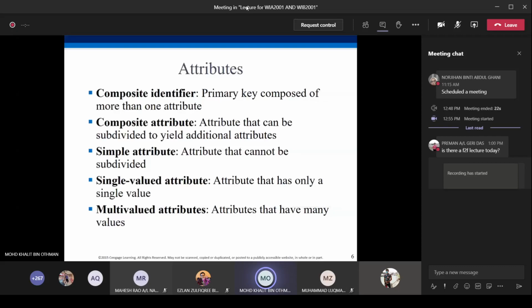If the attribute has only one single value, we call it a single valued attribute. And then we also have multi-value attribute. What is multi-value attribute? Multi-value attribute is an attribute that has many values. For example, attribute person may have several college degrees, or attribute household may have several phone numbers or several phone types, and so on. So here we know already about composite attribute, simple attribute, single value attribute, and multi-value attribute.